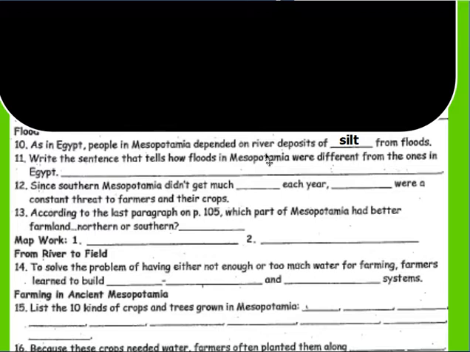Now, number 11 says, write the sentence that tells how floods in Mesopotamia were different from the ones in Egypt. In Egypt, they were able to predict when the flooding season would be. But the floods in Mesopotamia did not come as regularly as those in Egypt. So in Egypt, it was a regular occurrence when the floods were going to happen. But in Mesopotamia, that wasn't the case.